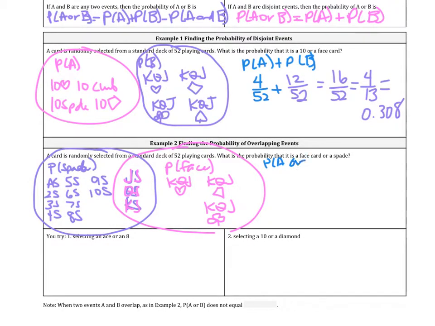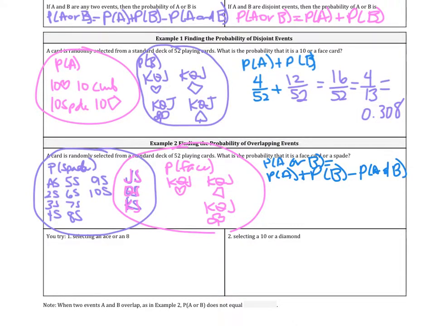So in this case, we're looking at the probability of A or B. It's overlapping, so the probability of A or B equals the probability of A plus the probability of B, and then we have to subtract out the overlapping, the probability of A and B.